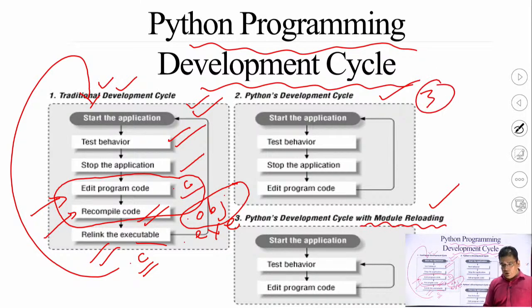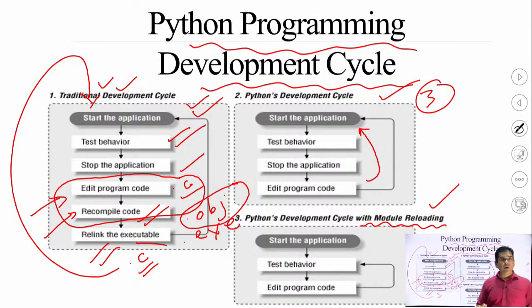As I already explained to you in the previous class, the Python language does not need compilation or any recompilation of the code. It simply tests the behavior, stops the application, edits the code, and once again starts the application. You can start the application directly after editing the program code. No need to recompile, this step is eliminated. No need to relink the executable code, or simply you can say no need to create the executable code once again. Directly edit the code, start the application, test behavior.